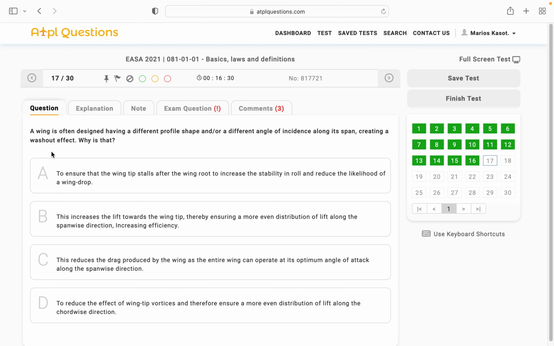The reason we do the wash in and the wash out is to make sure that the root stalls first and the wingtip stalls last, because until the end we want to have lift. We want lift at the wingtips. We want the ailerons that are located at the wingtip to be effective until the end.